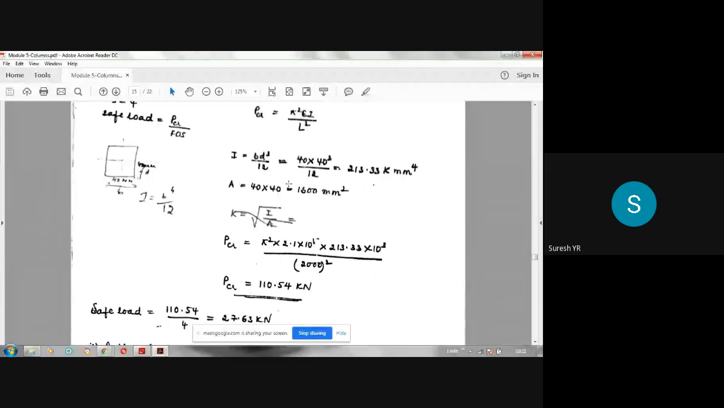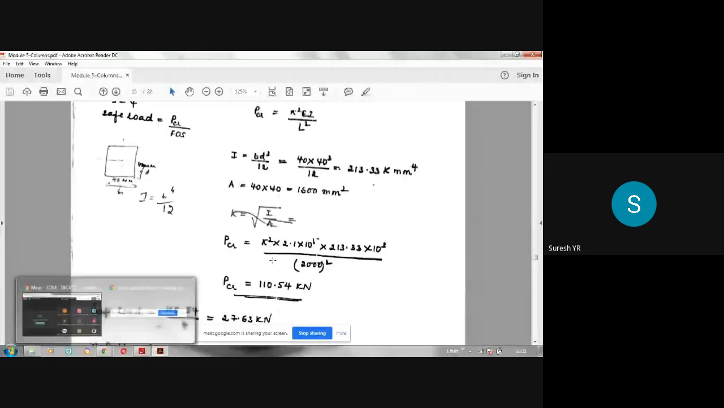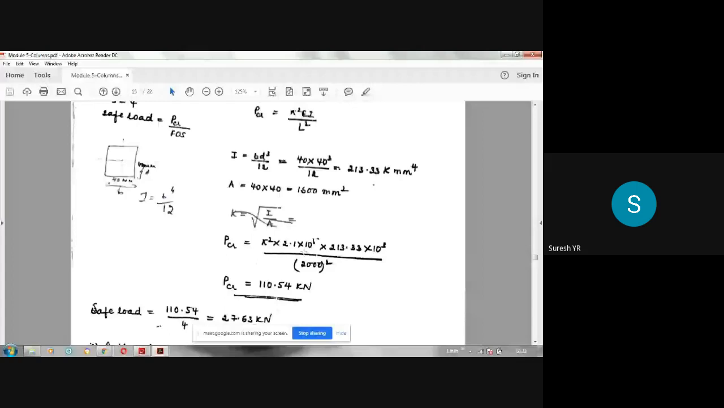Pi square into 2.1 into 10 power 5 into 213.33 into 10 power 3, divided by 2000 square. It will be in newtons. Check that and tell me the answer, whether you get the same value. Whatever you get in Newton, divide by 1000, you will get in kilonewtons. Check it.